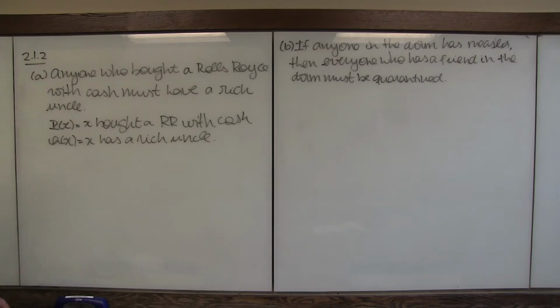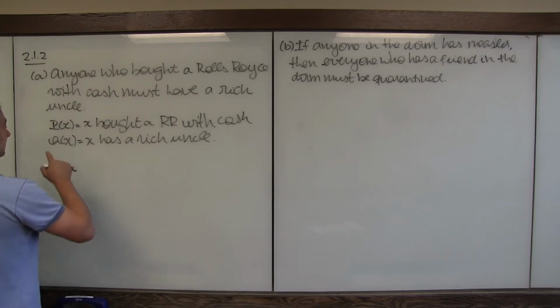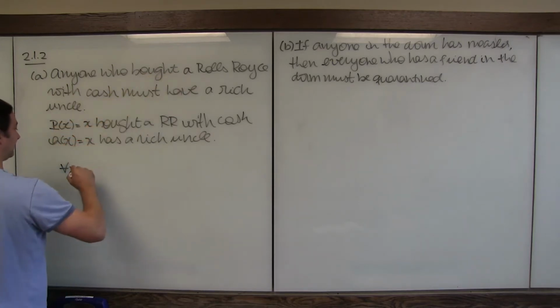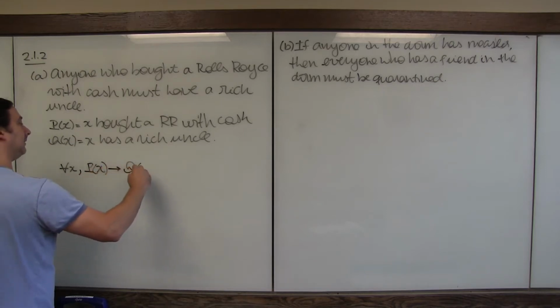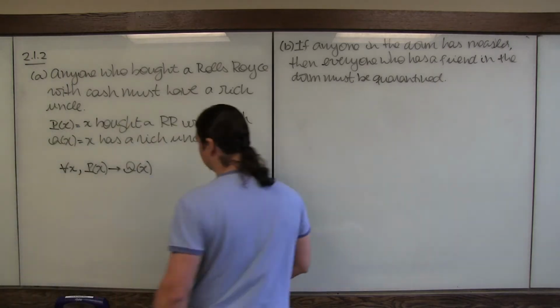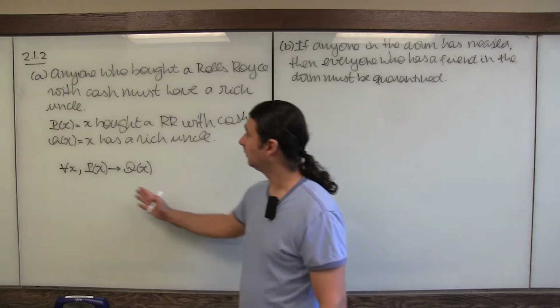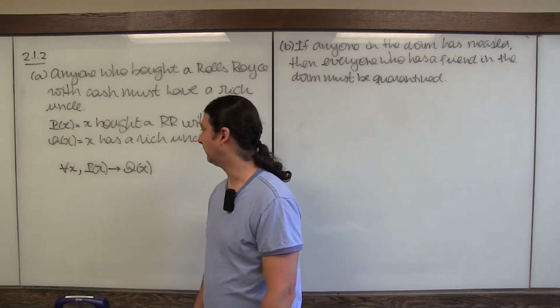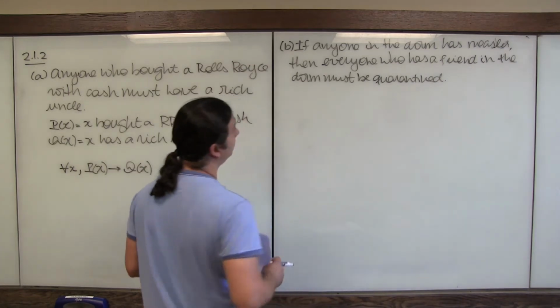Okay, so the anyone in here means that it is a for all, right? So it's saying that for all X, if this X bought a Rolls Royce with cash, then this X has a rich uncle. Okay, so this is a fairly simple example of this construction. So this anyone here is translated as a for all.